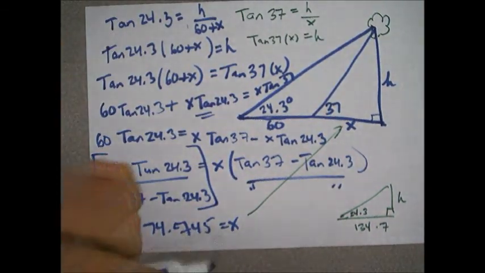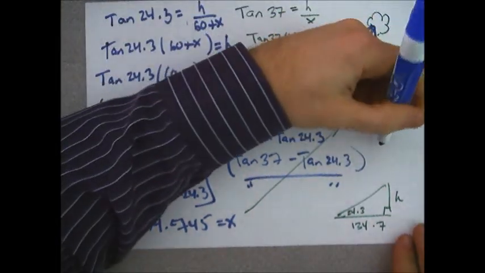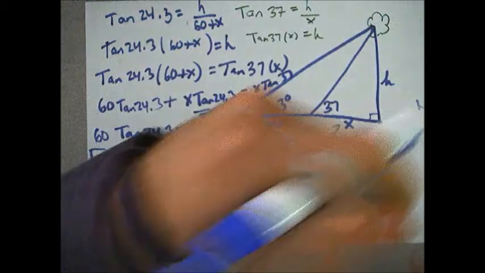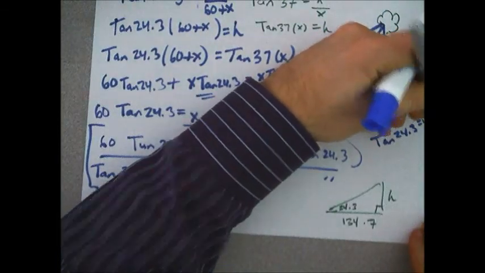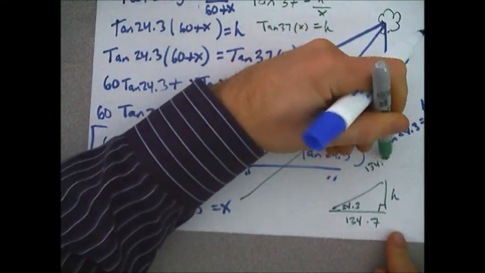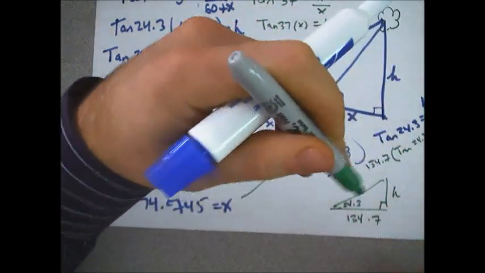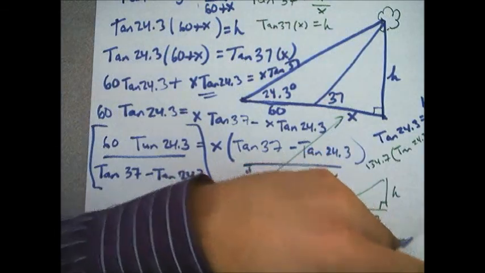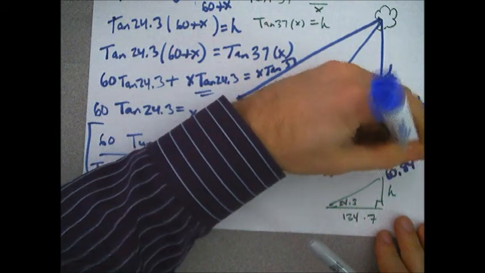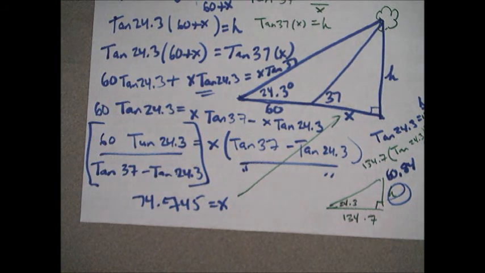Okay, and then I want to find h. So which trig function are we using here? Opposite over adjacent, which is tangent. Good. So tangent of 24.3 is equal to h over 134.7. Multiply both sides by 134.7, so 134.7 times tan 24.3. What do we get? 60.84. And we will roughly call that the height of our tree. Make sense? Okay.